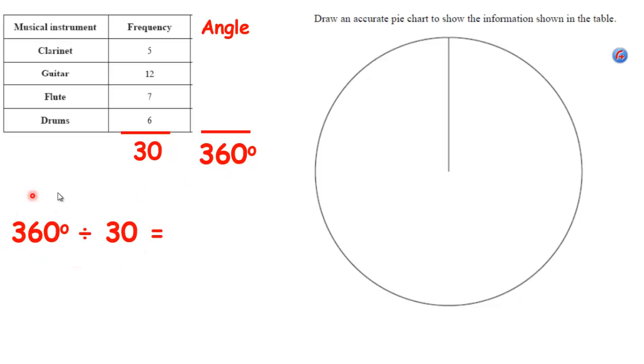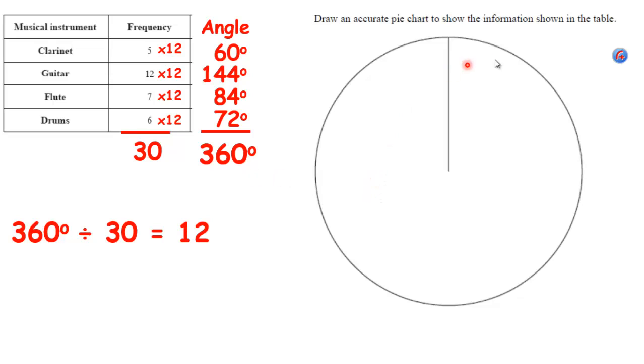Well, if I do the division, 360 divided by 30 should get 12. So all of the numbers in the frequency table, I'm going to times by 12 to find the angles. 5 times 12 is 60, 12 times 12 is 144, 7 times 12 is 84, and 6 times 12 is 72. Do always check that these add up to 360. What you need to do now is to measure those angles on the pie chart, label the pie chart, and make sure you complete the pie chart.